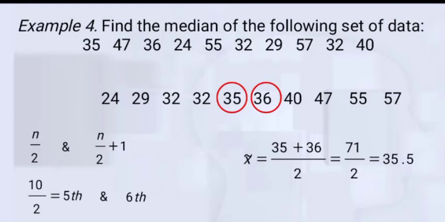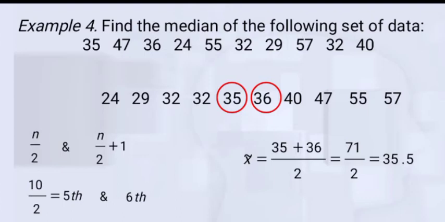So in our next example, still we will find the median of the set of data. So again, after arranging the observations in our set of data, we will get the number of observations. And since our set of data has 10 observations, and we know that that is an even number, we will find n over 2 and n over 2 plus 1, wherein n is equal to our number of observations. So that is 10 all over 2, and that is equal to 5. So we will get the fifth observation, and then n all over 2 plus 1, or that is 10 divided by 2 plus 1, and that is equal to 6. So we will also get the sixth observation. And in our set of data, that is 35 and 36.